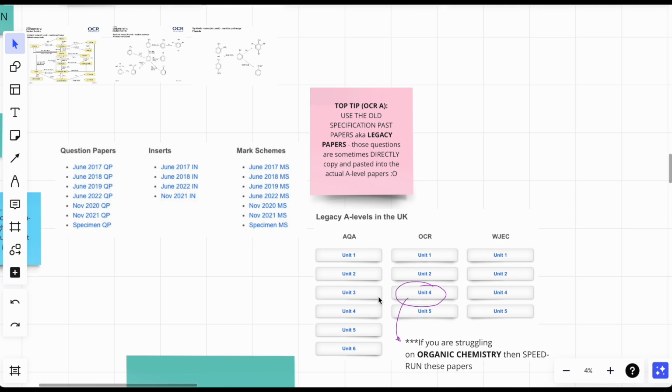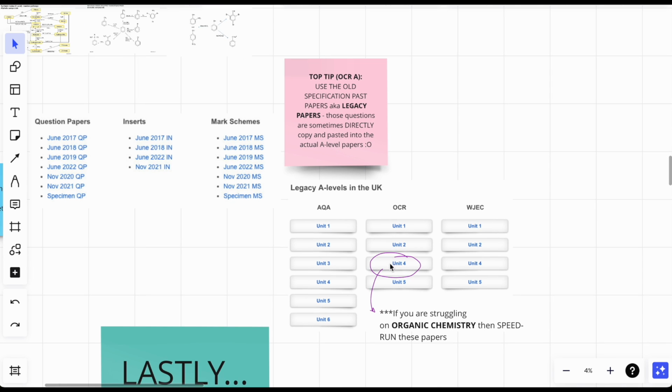So here's what I'm talking about, yeah? Unit 4, I think that's F324 papers. That's all about organic chemistry. Use them so much, okay? When you say, oh, I don't have any more exam questions and stuff, come here. Go on to PMT. You press A-level, then chemistry, and it has the past papers for the new spec. But if you scroll down to the end, this is where you can find all of this.